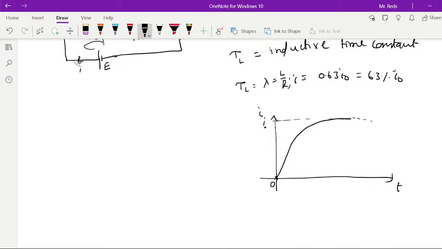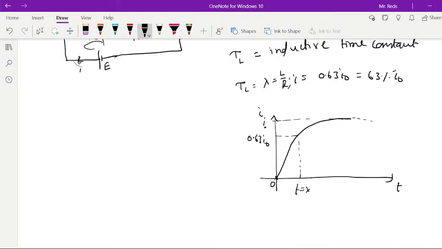Here, when t is equal to lambda, that is L by R, the corresponding current will be 0.63 times I naught, or 63% of I naught. So this is what you can understand from this graphical variation of I as well.